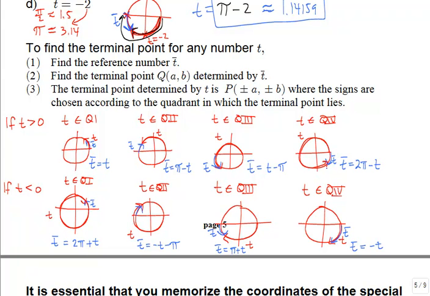And here's a picture to help you visualize what all these t-bars would look like. I won't talk through all of them, but for example, in quadrant 1, your t and your t-bar would be exactly the same thing.